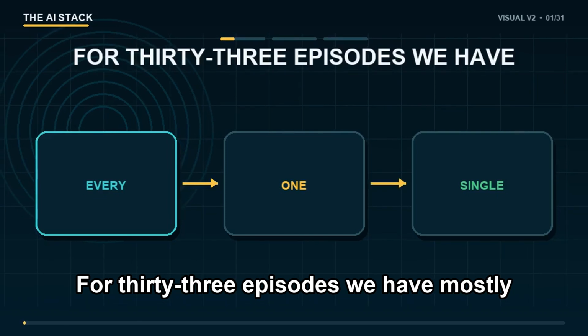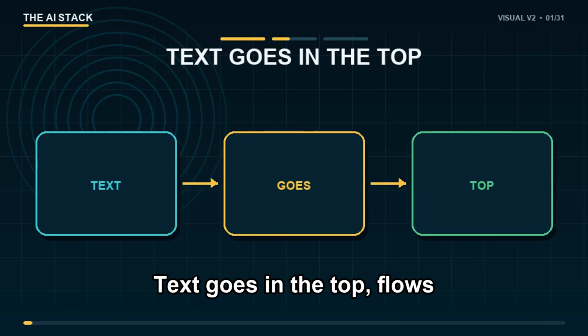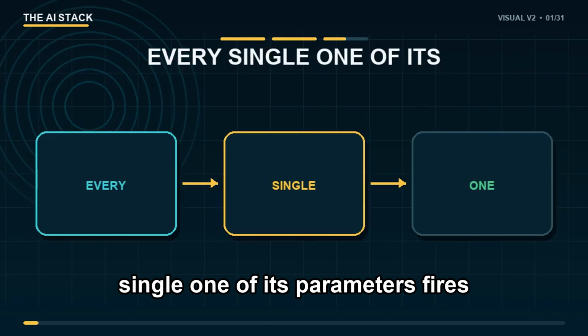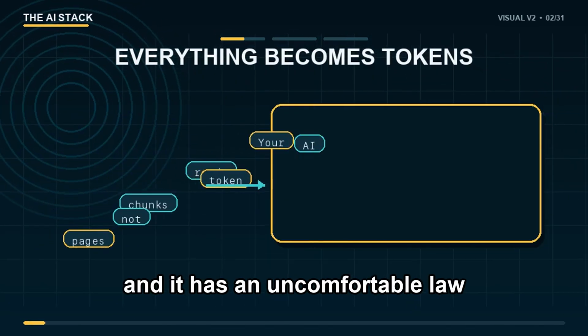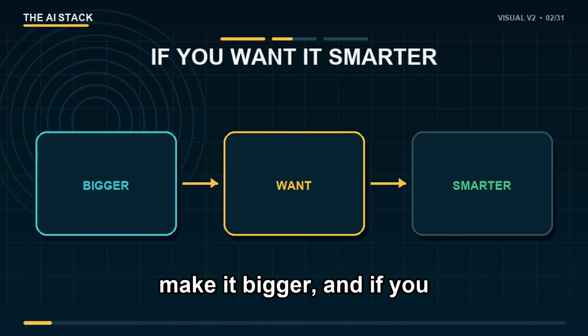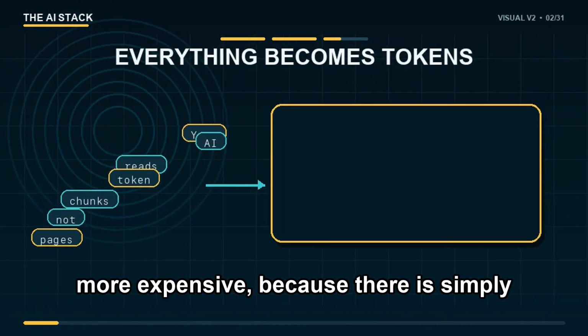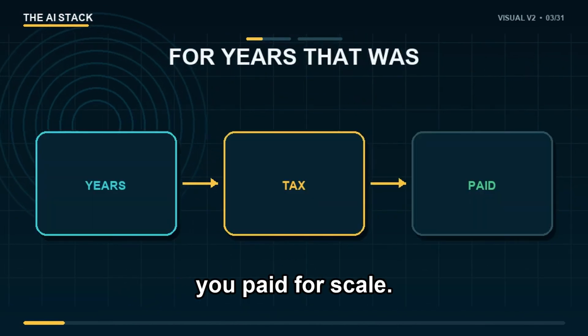For 33 episodes, we have mostly pictured a model as one solid block. Text goes in the top, flows down through every layer, and every single one of its parameters fires for every single word. That is called a dense model, and it has an uncomfortable law baked into it. If you want it smarter, you make it bigger, and if you make it bigger, every token gets more expensive because there is simply more network to run every time. For years, that was the tax you paid for scale.